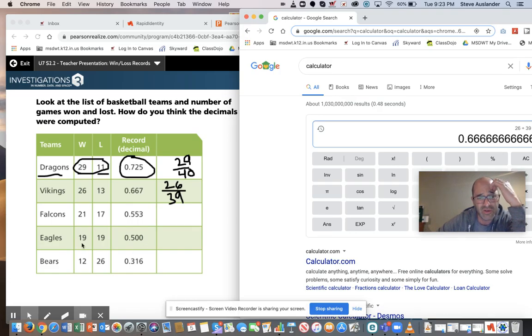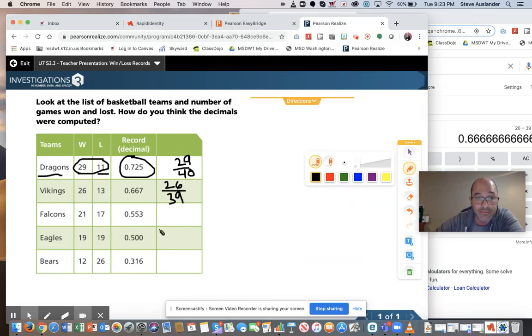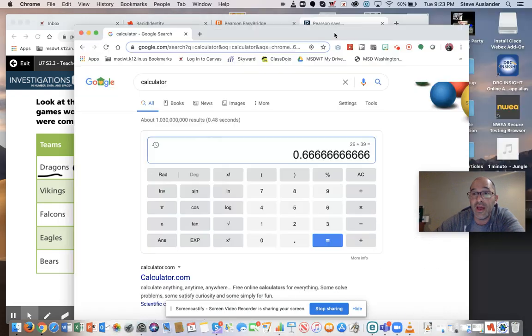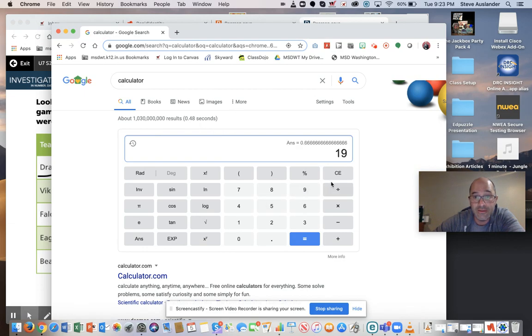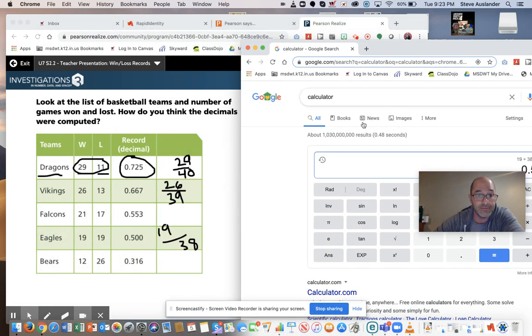Let's skip down to the Eagles. They won 19, they lost 19. They have a 500 record. You might have heard of that. 500 means they won half and they lost half, 50% of their games. 19 wins, 19 losses. That's really 19 out of 38, because 19 plus 19 is 38. And when you divide 19 by 38, because they played 38 games and they won 19, you get 5/10. They won half of their games.